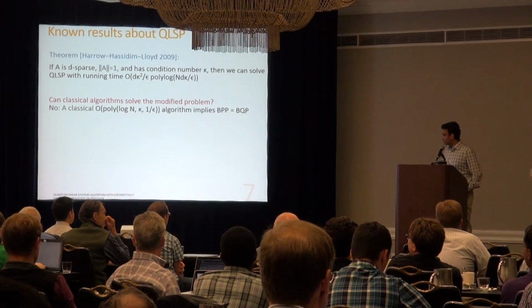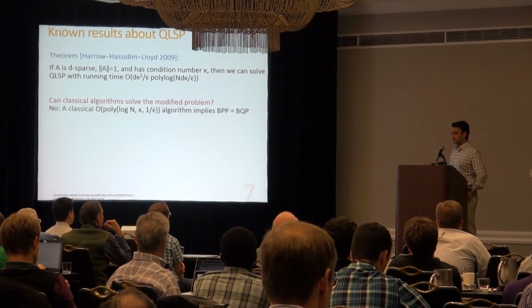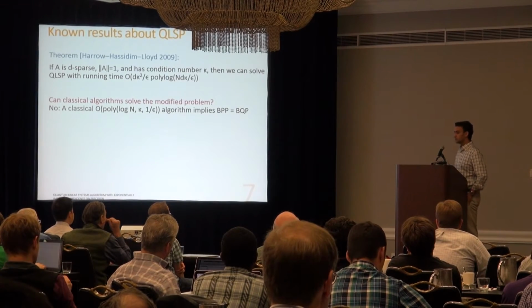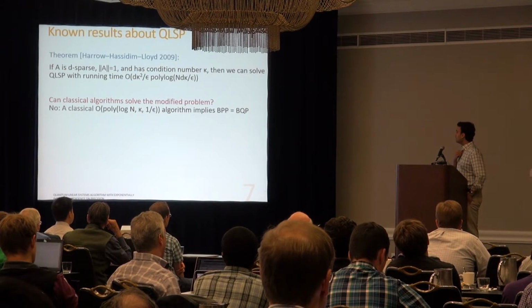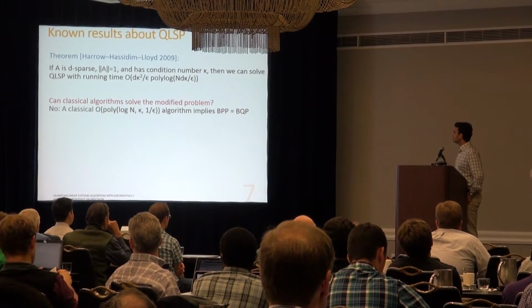That's right. You have to modify it appropriately, but you can just say it's okay if you sample from the distribution that you would get if you measured the state x in the standard basis. Even that problem is not solvable classically.